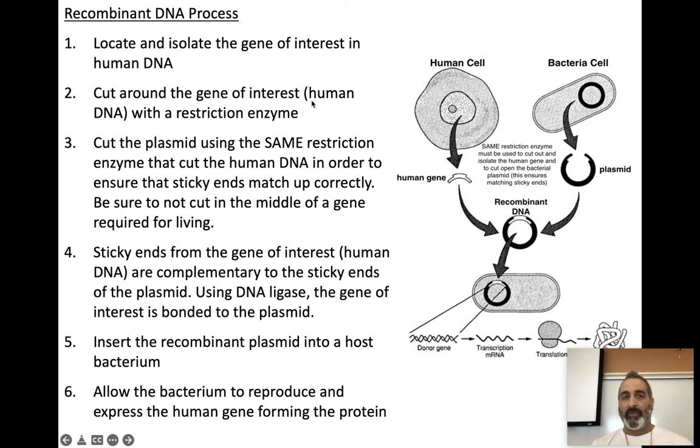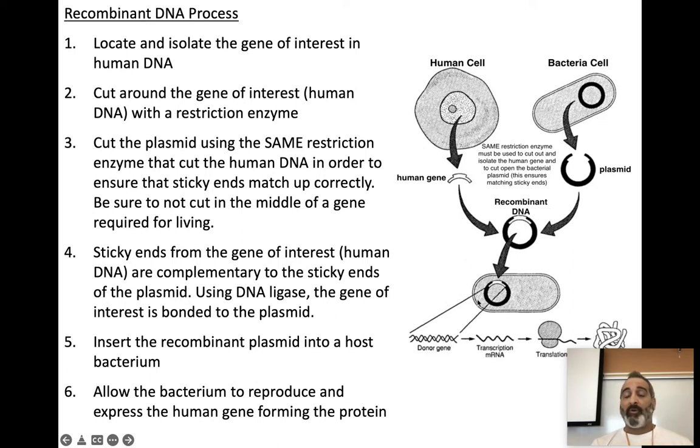That's step 2. Step 3 says you have to cut the plasmid open using the same restriction enzyme. Why? If you use the same restriction enzyme, you will have sticky ends that match up perfectly throughout. Step 4, the sticky ends will match up, and you can combine them together. You use the enzyme we've talked about in a previous chapter called ligase, and ligase will reattach the pieces. Now we have a plasmid containing human DNA, so it's now recombinant DNA.